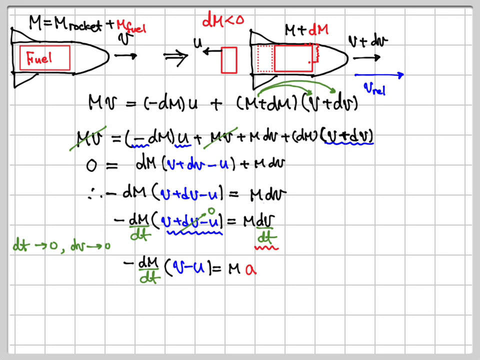Let's check the validity of positive and negative signs in this equation. Since the rocket loses the mass of fuel, dm over dt is negative. And v minus u, that is positive. And we can say v relative, and then ma. So this is negative, this is positive, mass is positive, so acceleration should be positive.